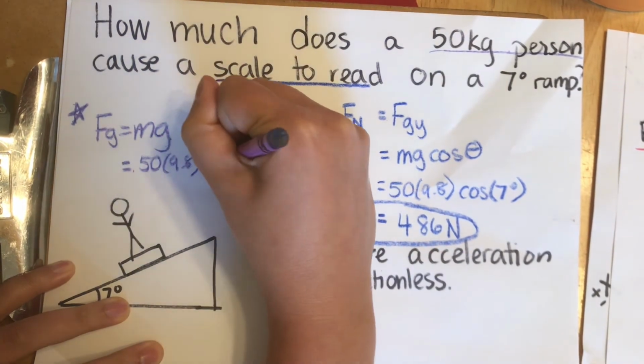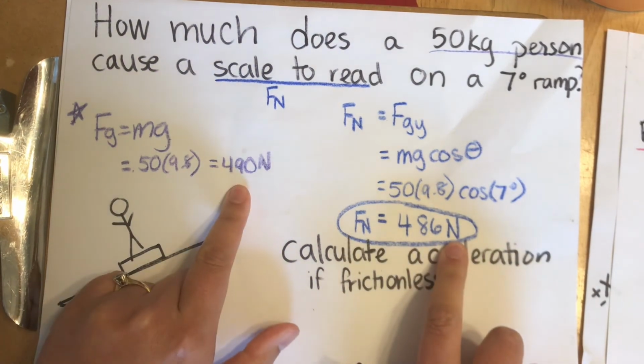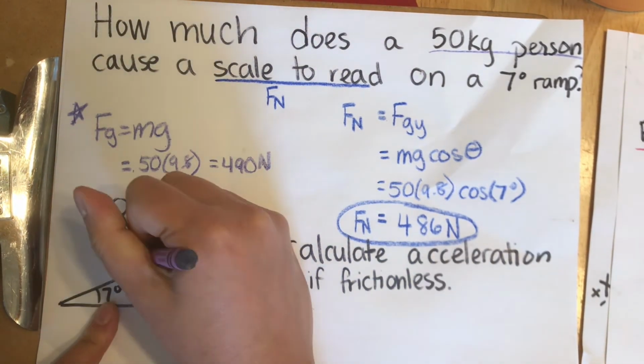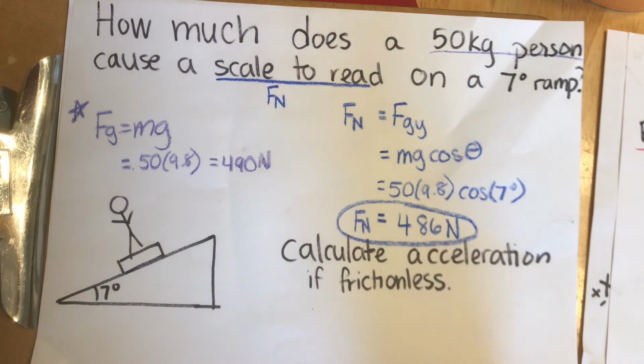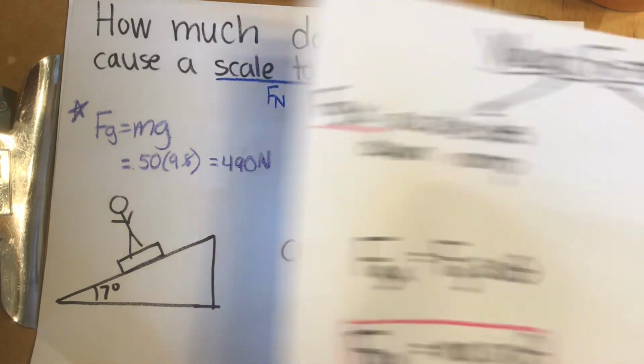It's important to note that the normal force will always be smaller than the weight. The weight has to be larger than the normal force because this object is accelerating downward. And the steeper this angle is, the more pronounced this effect. So now let's go calculate the acceleration.